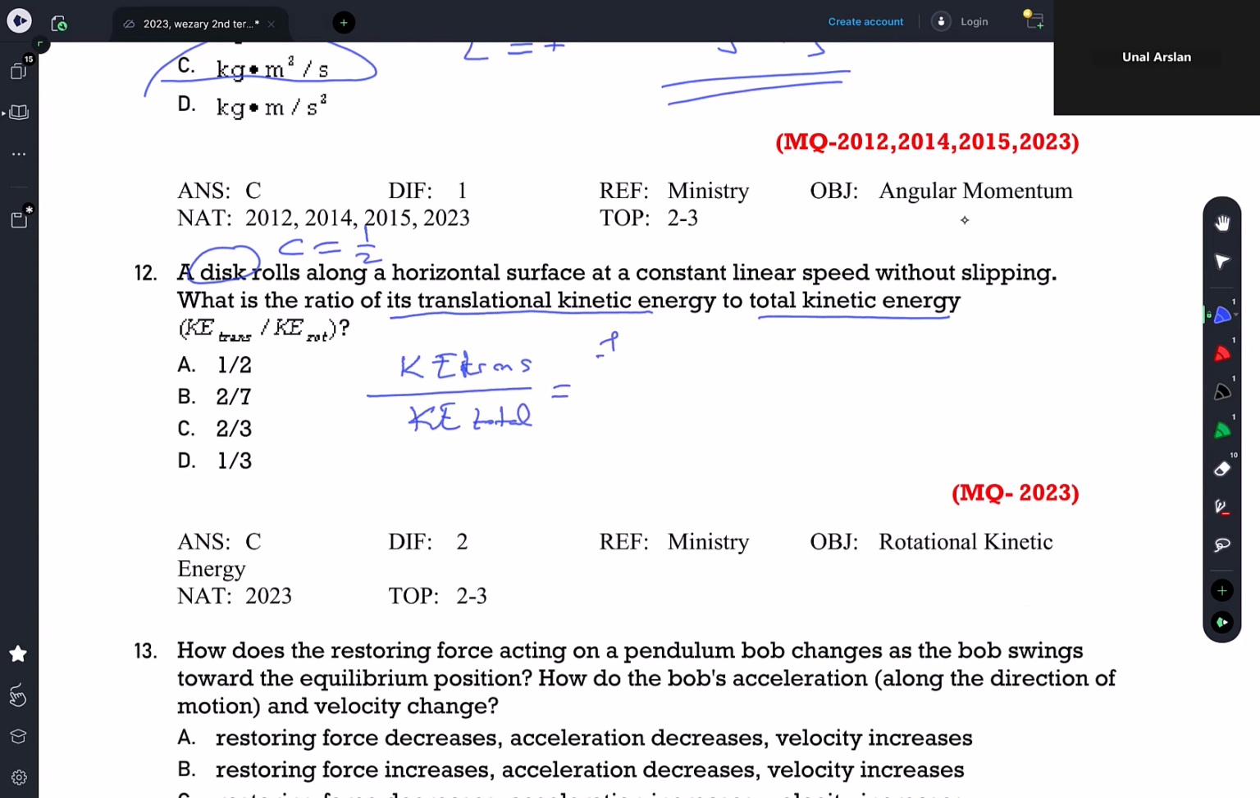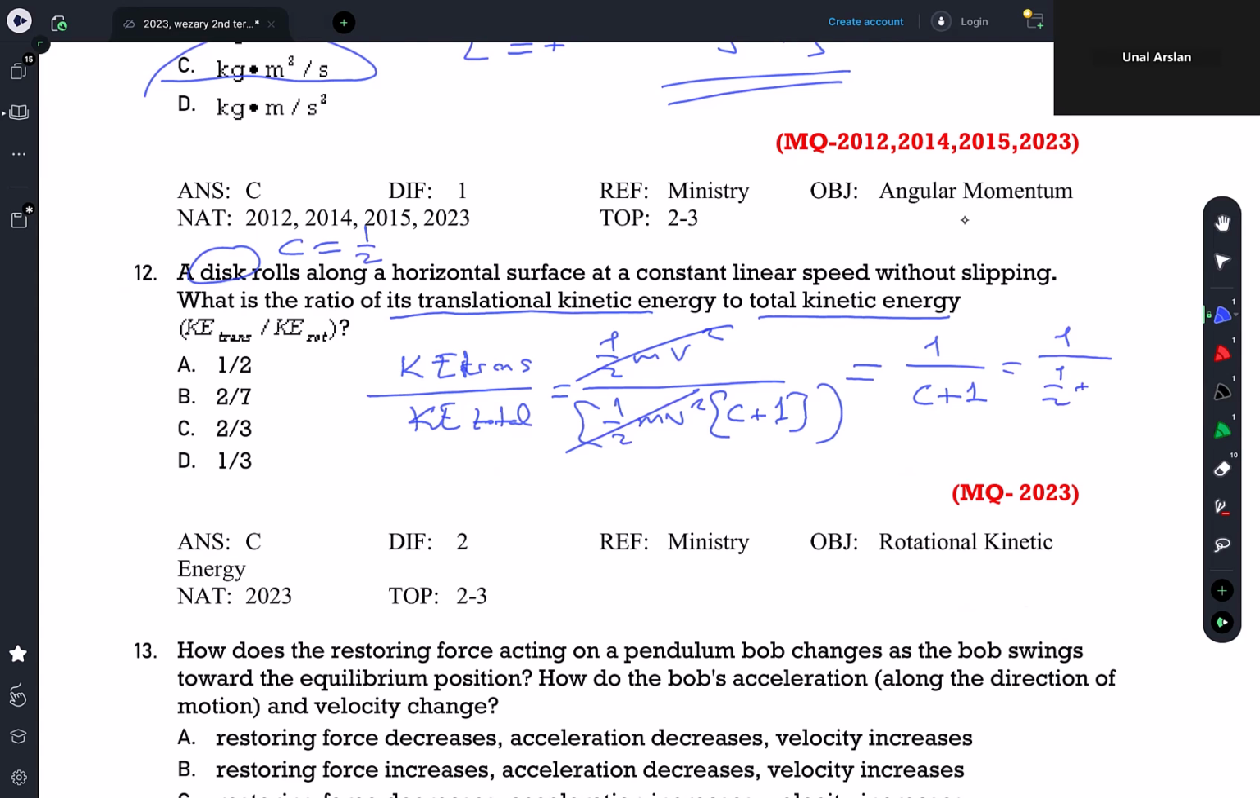Translational kinetic energy we know is 1 over 2 mv squared. And for a rolling object, total kinetic energy is 1 over 2 mv squared multiplied by c plus 1. So this 1 over 2 mv squared will simplify. Then translational kinetic energy over total kinetic energy is going to be 1 divided by c plus 1. So let's write it: 1, c is 1 over 2 for the disk, plus 1. The rest are gone with the calculation. It's going to be 3 over 2. So when we flip it upside down, it's going to be 2 over 3, which is C.